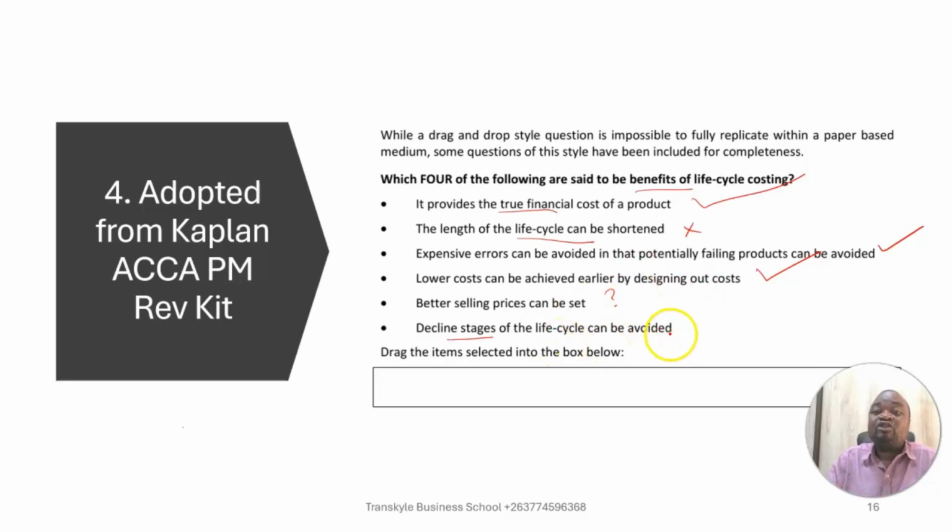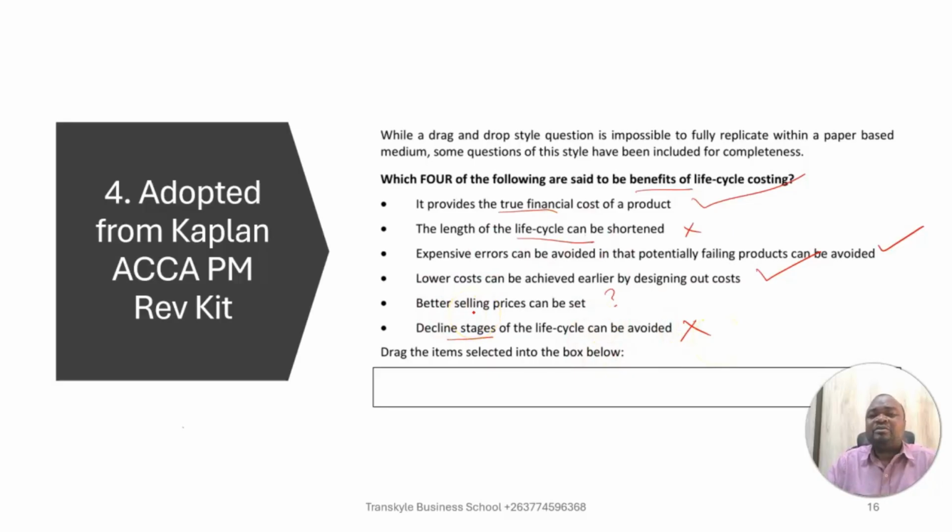So we have no control over the decline stage from using life cycle costing. We're not going to enjoy the termination or extension of the decline stage. So this one is incorrect.